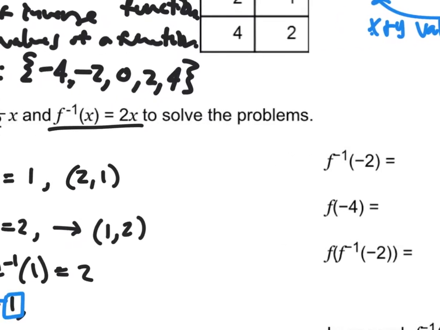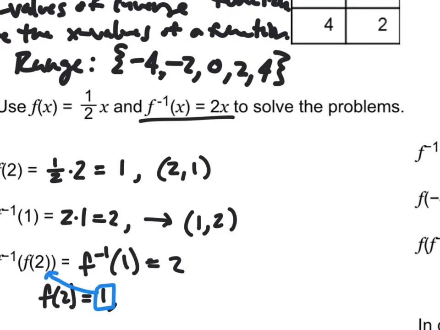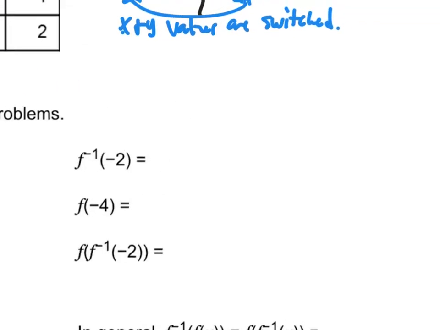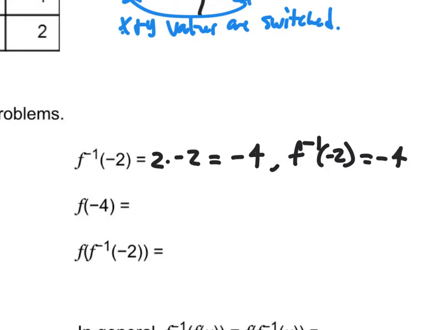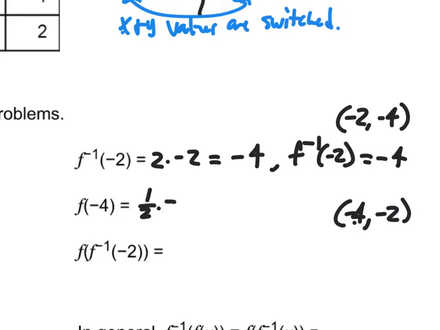So if I want to do f inverse of -2, that's going to give me 2 times -2, which is going to give me -4. So I know this, f inverse of negative 2 is going to give me negative 4. Therefore that translates to the point negative 2, negative 4 on the graph. Now for my function, it's going to be switched. I'm going to get the point negative 4, negative 2. And if I plug in negative 4, that's just going to give me 1/2 times negative 4, which gives me negative 2. And that gives me that point here.